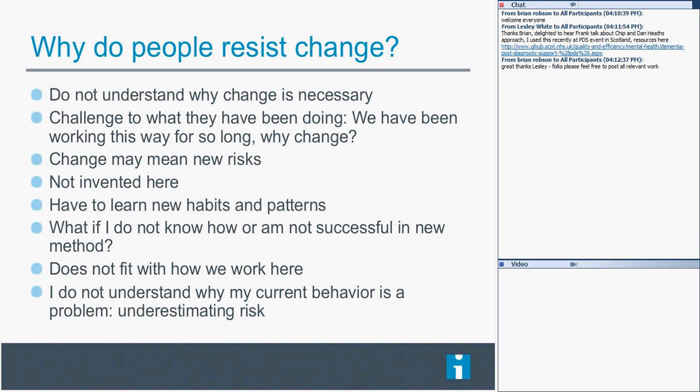Why should we adopt a change that was tried at a different organization? It isn't something that we developed, not something that we tried, so it really has no value or merit for what we do. People will have to learn new habits and patterns as they continue to try to think of different ways, new ways of doing things.